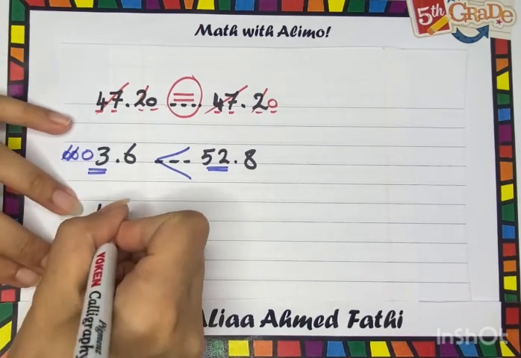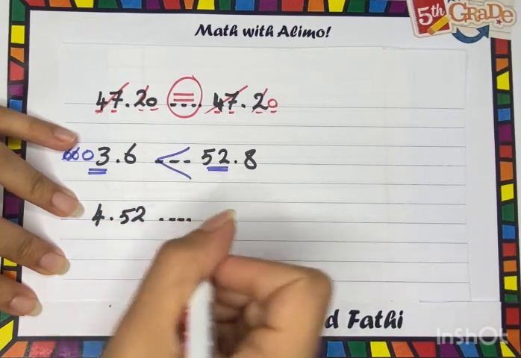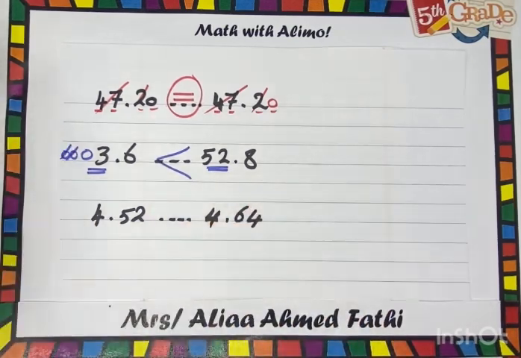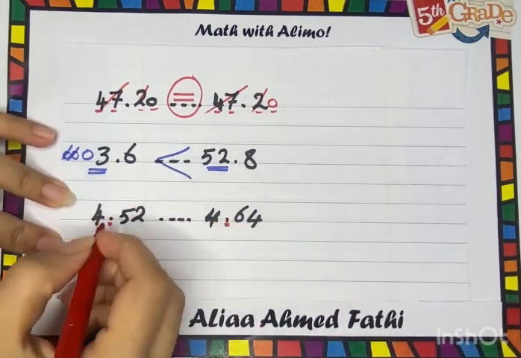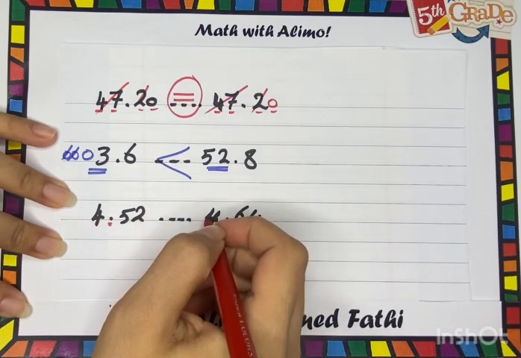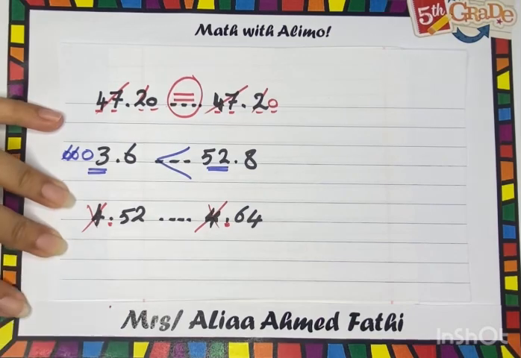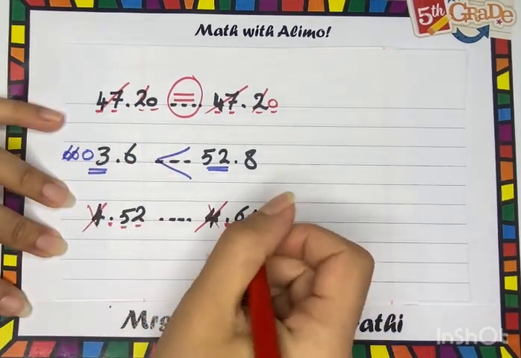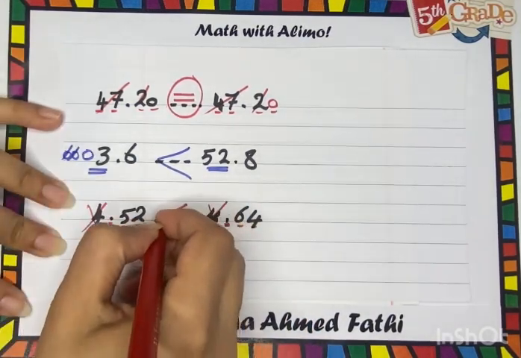Another one, if we have 4.52 or 4.64. Okay, now let's check. This is our decimal point in both. Then in the whole part we have 4 and we have 4 also, so cross because both are equal. Then in the decimal part we have 52, 2 digits, and there we have 64, also 2 digits. So 52 or 64? Yes, of course, the 64.